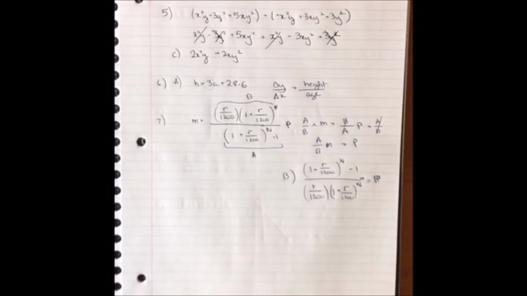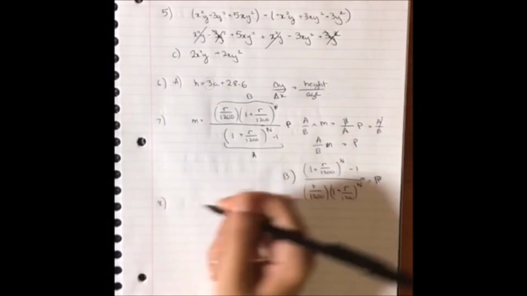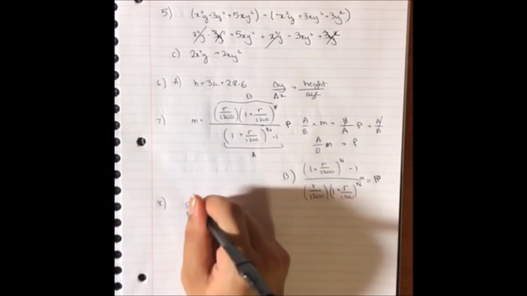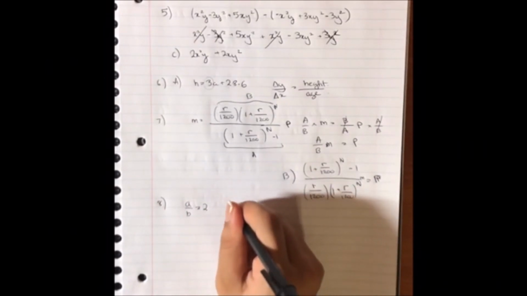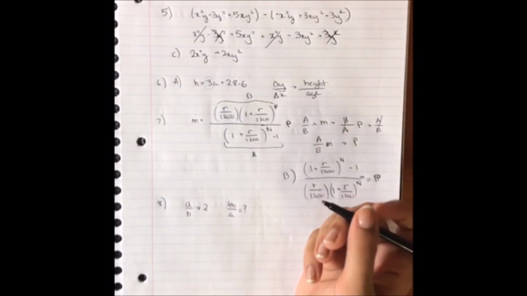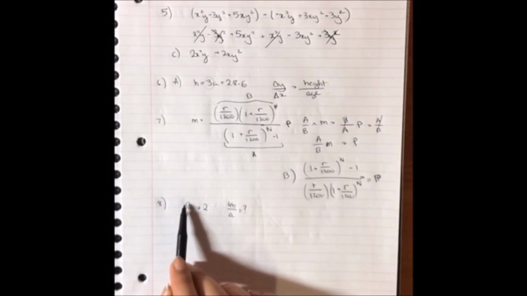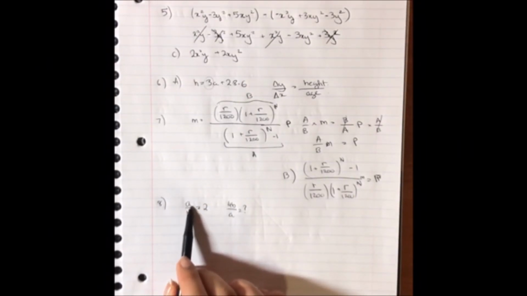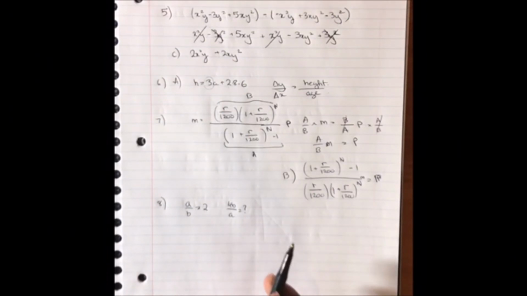and therefore B for number 7 is my correct answer. So moving on to number 8, it asks that if A over B is equal to 2, what is the value of 4B over A? So the first thing to do is, they're basically just taking the reciprocal of this particular number A over B and multiplying by 4 and asking you to solve.